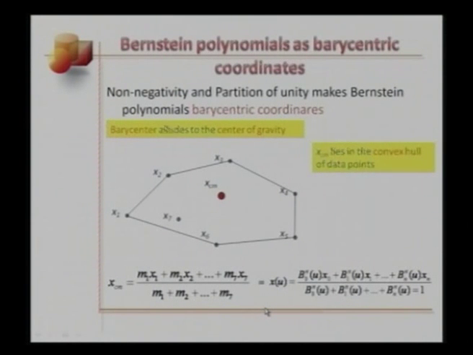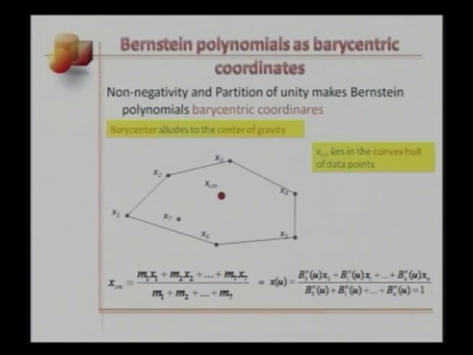What am I trying to say here? Well, for a given value of u between 0 and 1, x of u will always be seen to be within the convex hull of data points, no matter what u is. In other words, a Bezier curve will always lie within the convex hull of data points. And that is something that we'll see later. This is just for you to keep in mind as of now.